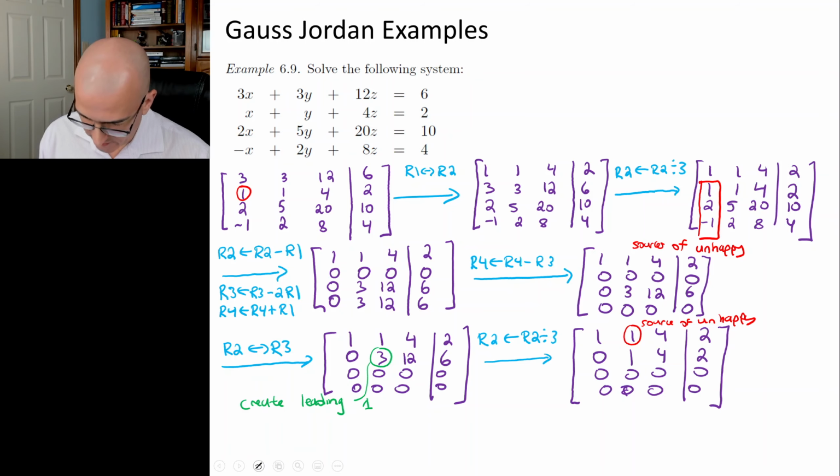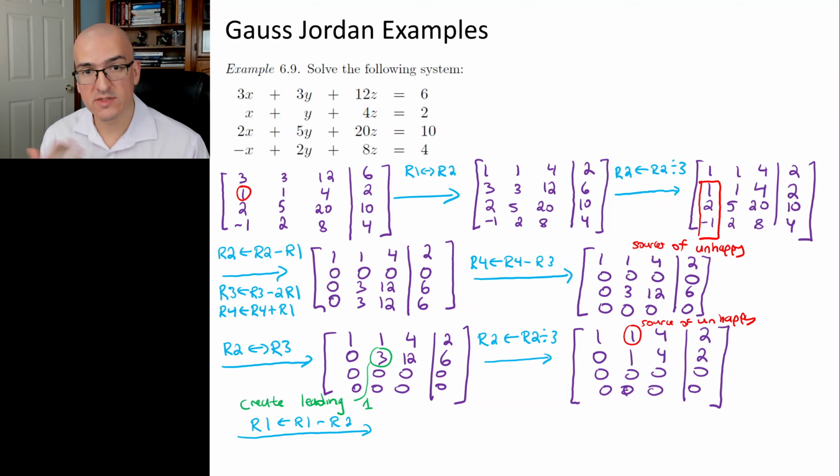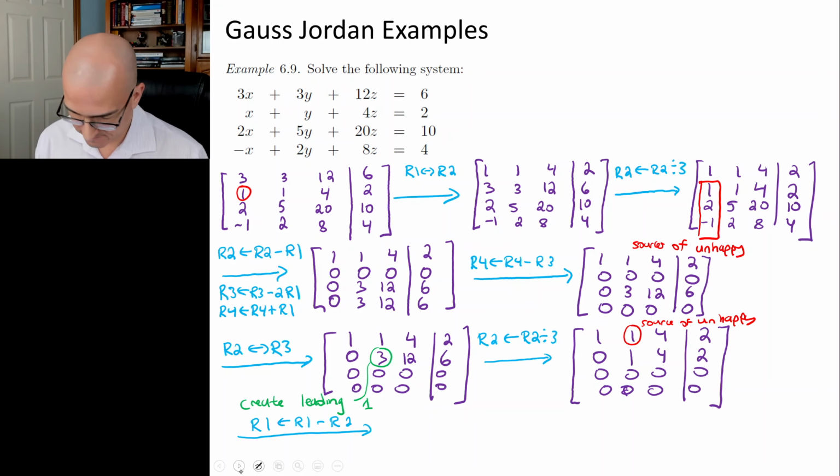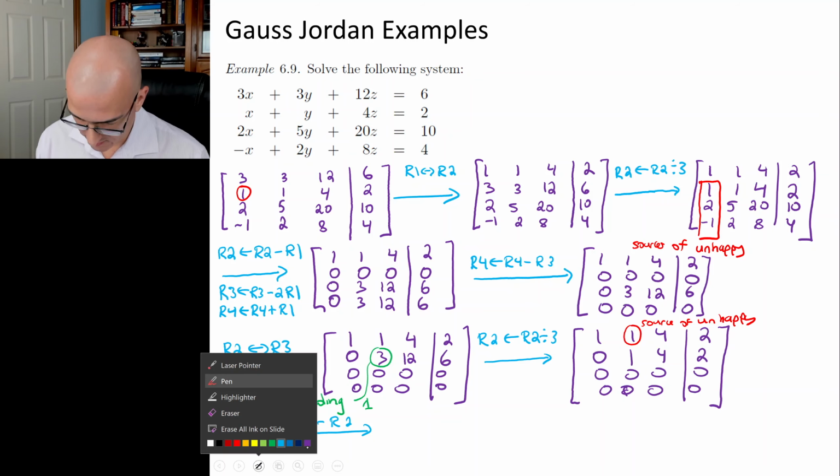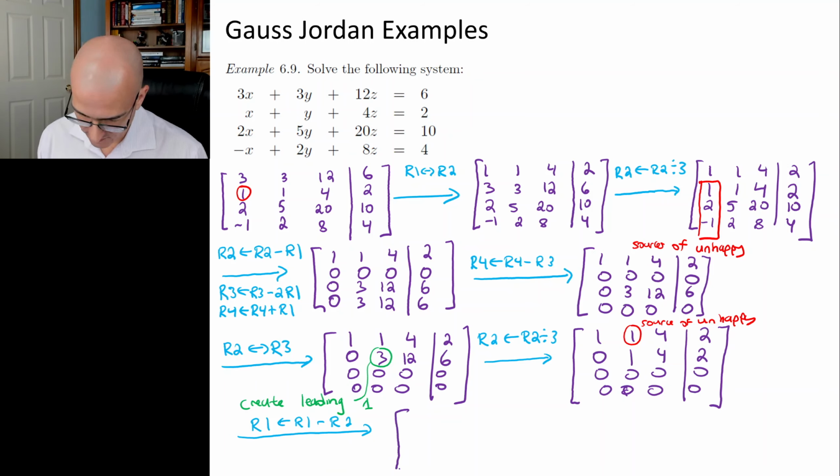Okay, so what we have to do is we have to zero it out. We're going to replace row 1 by row 1 minus row 2. That'll cause that number to zero out. And what do we get? Running out of space. That's okay, because I think we're done. Oh, sorry. 1 minus 0 is 1, 1 minus 1 is 0, 4 minus 4 is 0, 2 minus 2 is 0. And row 2 doesn't change.